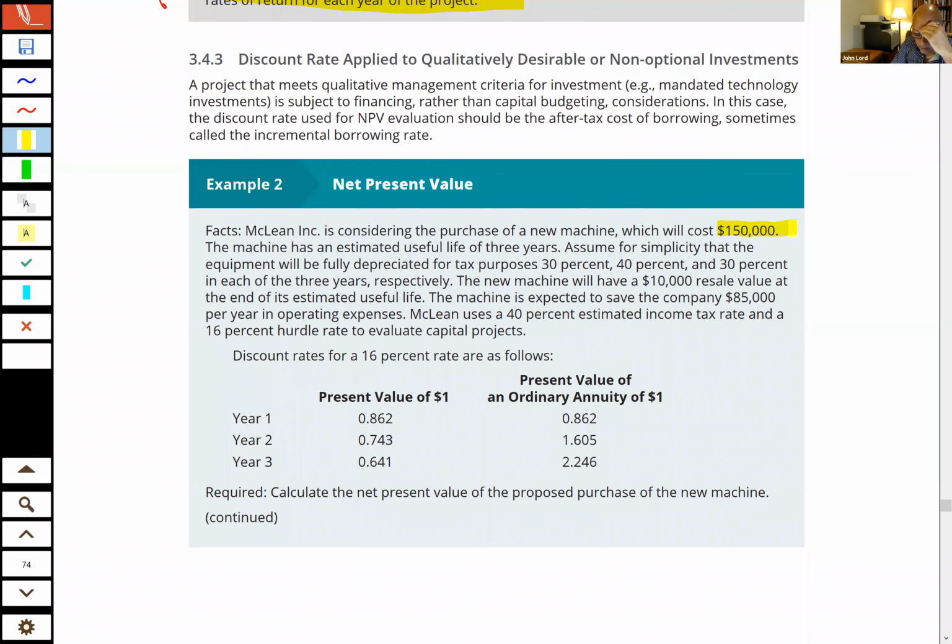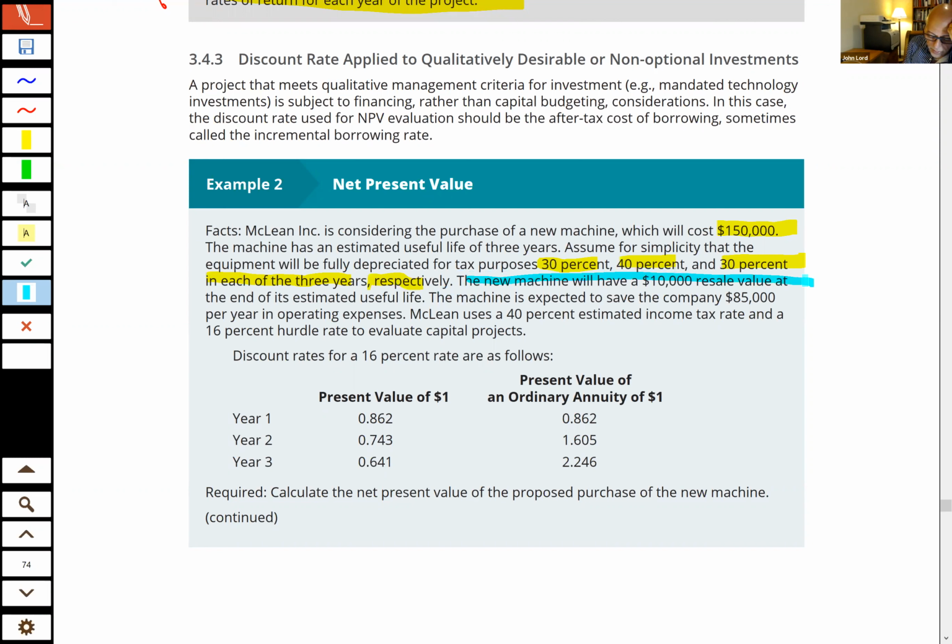The machine has an estimated useful life of 3 years. Assume for simplicity that the equipment will be fully depreciated for tax purposes, 30% in the first year, 40% in the second year, and 30% in the third year. So we've got different depreciation rates being used for both book and tax purposes, and this is a benefit of the net present value method: it deals better with these varying cash flows over the years.